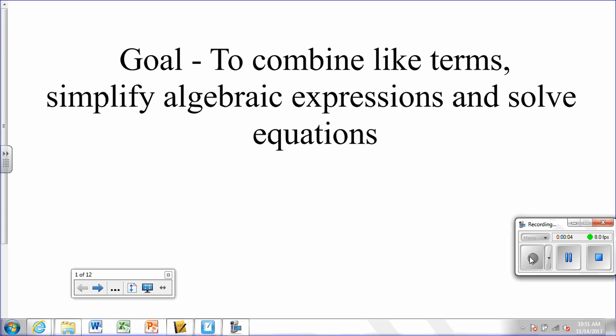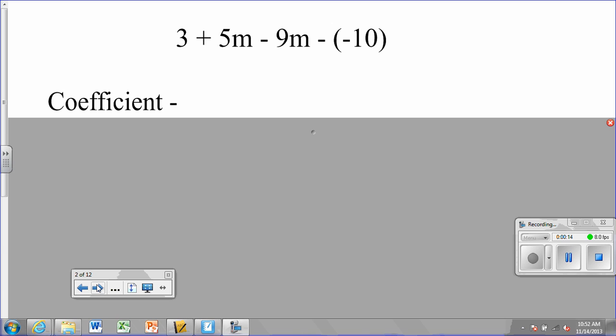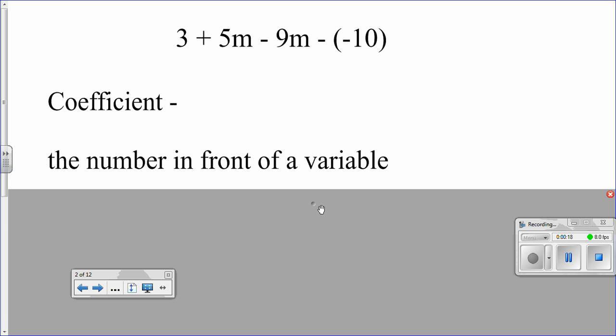Hi everyone. Today's goal is to combine like terms, simplify algebraic expressions, and solve equations. A coefficient is the number in front of the variable. So in the example above, it would be 5 and -9.